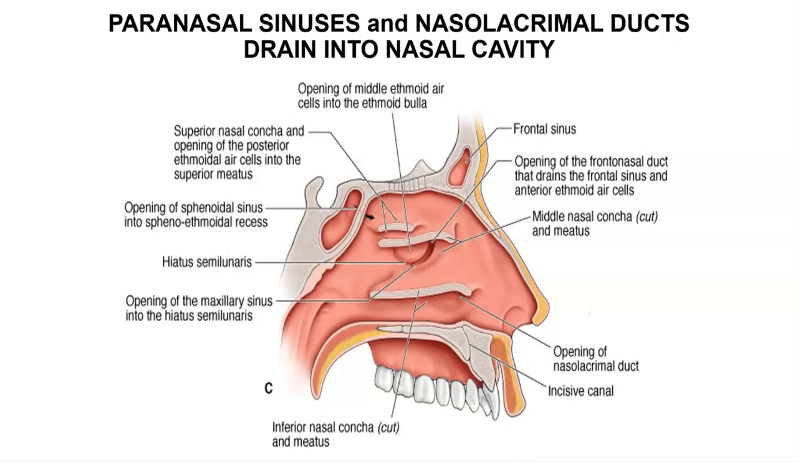The paranasal sinuses, as well as the nasolacrimal ducts, which are the ducts that drain the tears from the eyes, have openings inside of the nasal cavity, which allows both the paranasal sinuses and the nasolacrimal ducts to drain into the nasal cavity.